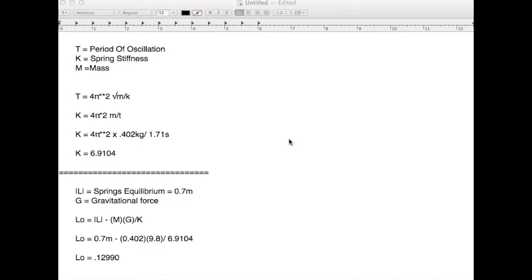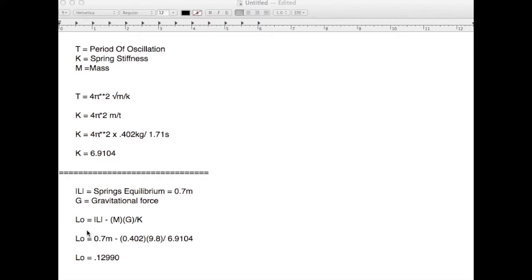The next crucial equation is trying to figure out the spring's relaxed length. For this one, we need to figure out the spring's equilibrium, but that was already given by the video lecture, the first lesson of rope physics, and that being the length of the spring in equilibrium with weight at the end. With 0.402 kilograms on the spring, and its spring stiffness k being 6.9104, the spring's length in equilibrium is 0.7 meters.